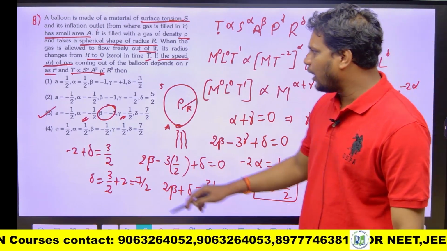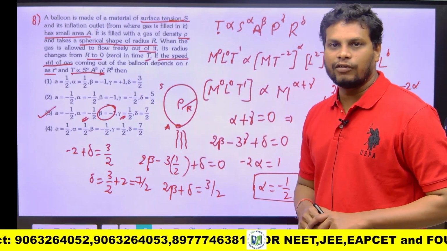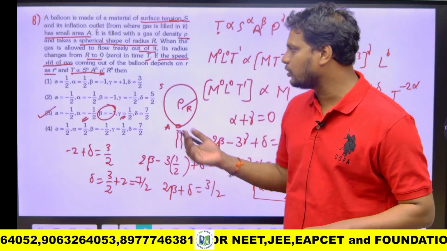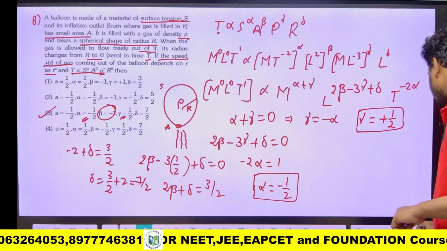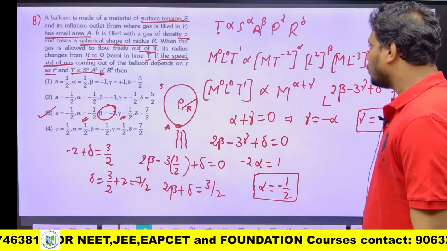And you can calculate the A value by using the velocity dimension formula. So velocity is L T power of minus 1. So based on that, you can calculate. And the next question, number 9.